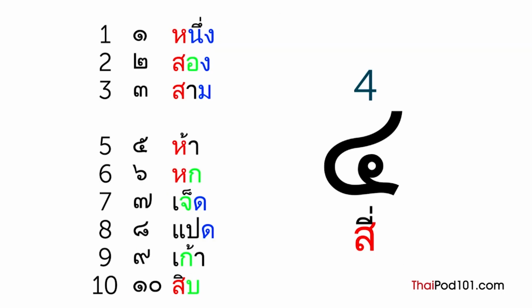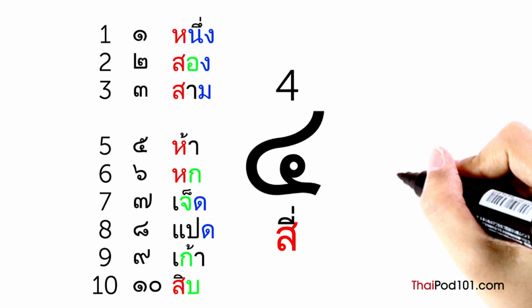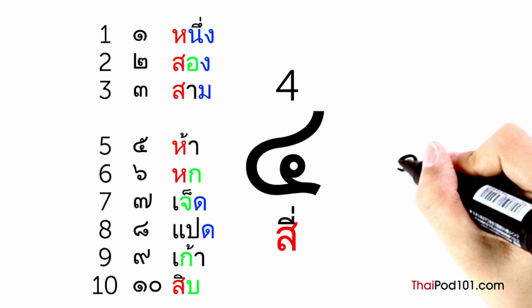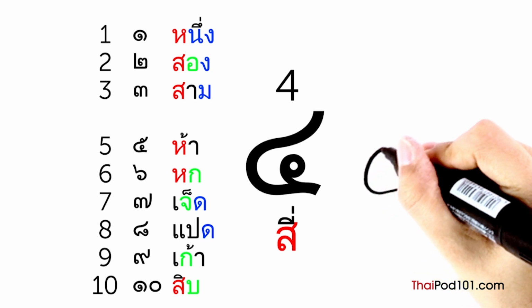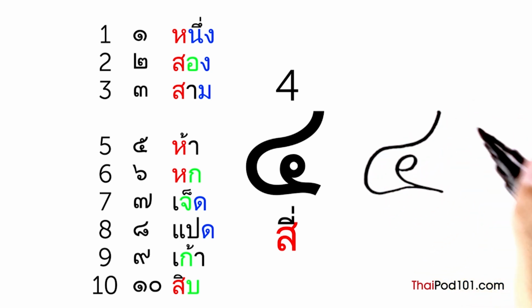So let's go. Here's the number 4 in Thai. To write it, we start with a counterclockwise head, then make a little hook pointing to the bottom right. From there, the line curves over to the left and above the rest of the number.